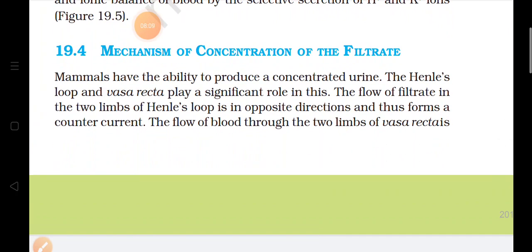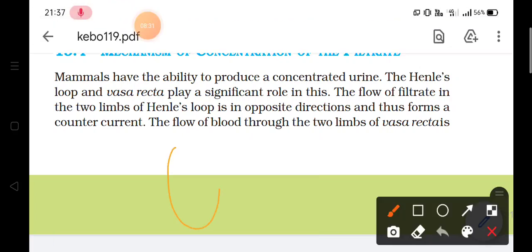Now next we will study the mechanism of concentration of the filtrate. That means when this filtrate is passing through the tubules, through the Henle's loop, the descending loop and the vasa recta, how is it concentrated? We know that mammals produce concentrated urine, and the main function of concentration is done by the Henle's loop and vasa recta. I think it is clear to you what the Henle's loop is. It is a U-shaped hairpin-like structure, and it has one more structure known as the vasa recta, and both the Henle's loop and vasa recta play a great role in producing concentrated urine.